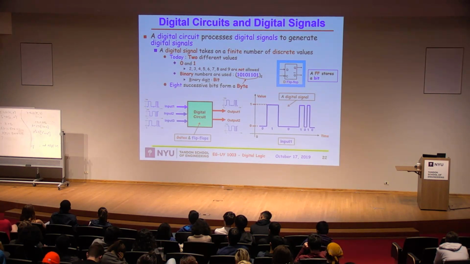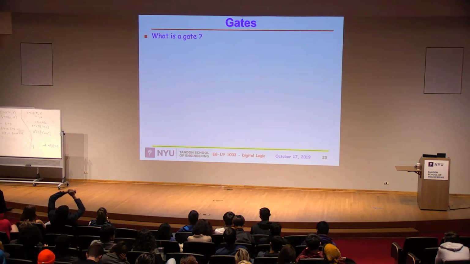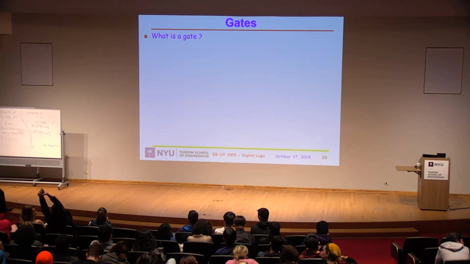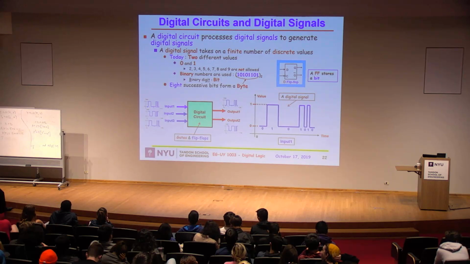Giga is billion. So you have 32 billion bits on your computer memory. Okay. All right. So everybody, your digital circuit needs gates and flip-flops. And next week you will be using gates, so let's take a look at that.